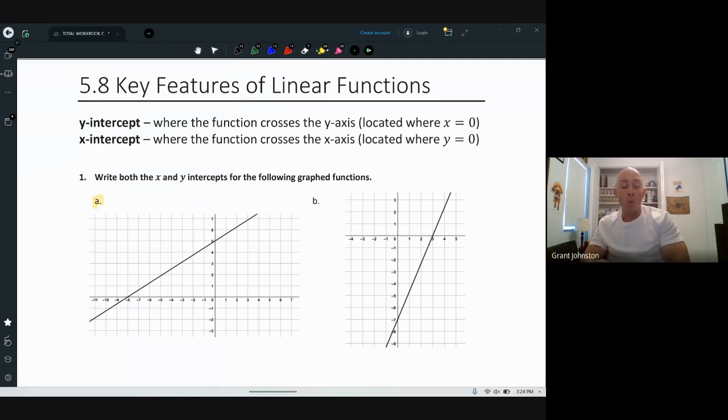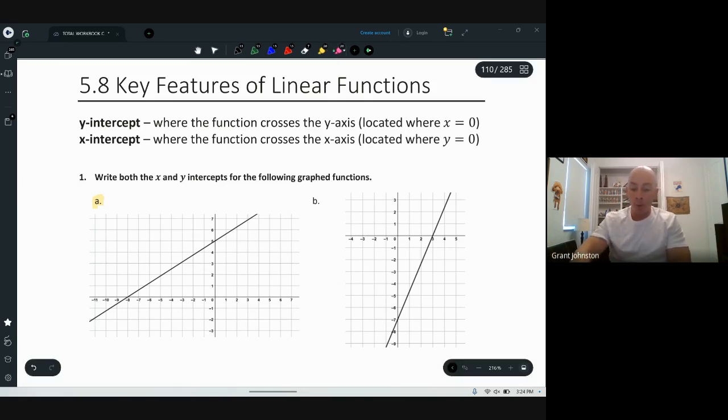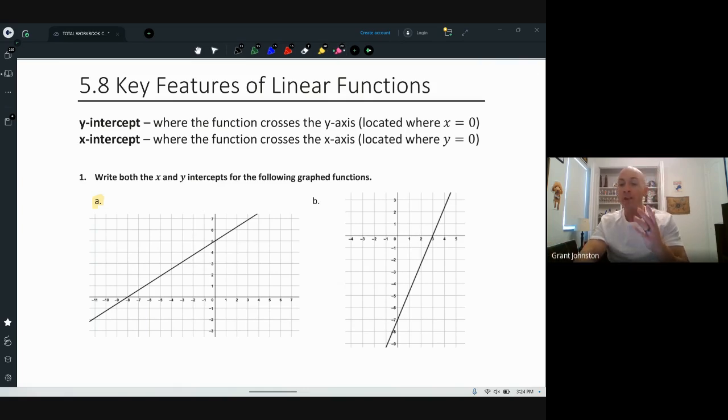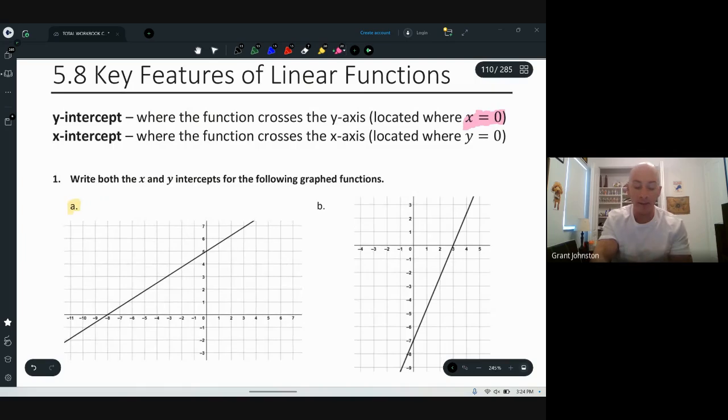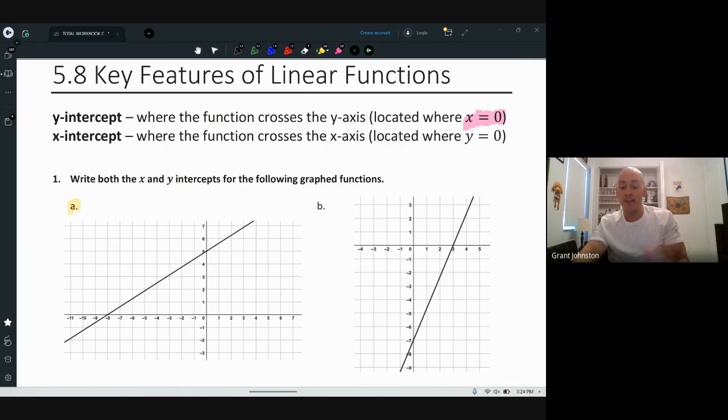So y-intercept is where the function crosses the y-axis. We've been dealing with that. Now this sort of concept is going to be important. Remember, where it crosses the y-axis is also where x equals 0, right? So wherever it crosses the y-axis, it's where x equals 0. And for the x-intercept, it's where it crosses the x-axis, or vice versa, where y equals 0. So that's going to be an important concept to recognize when we do this.